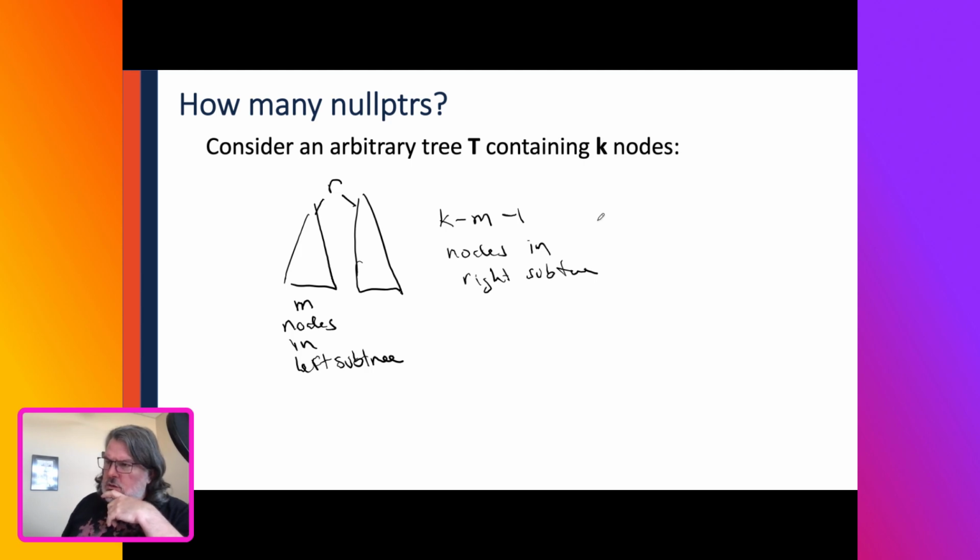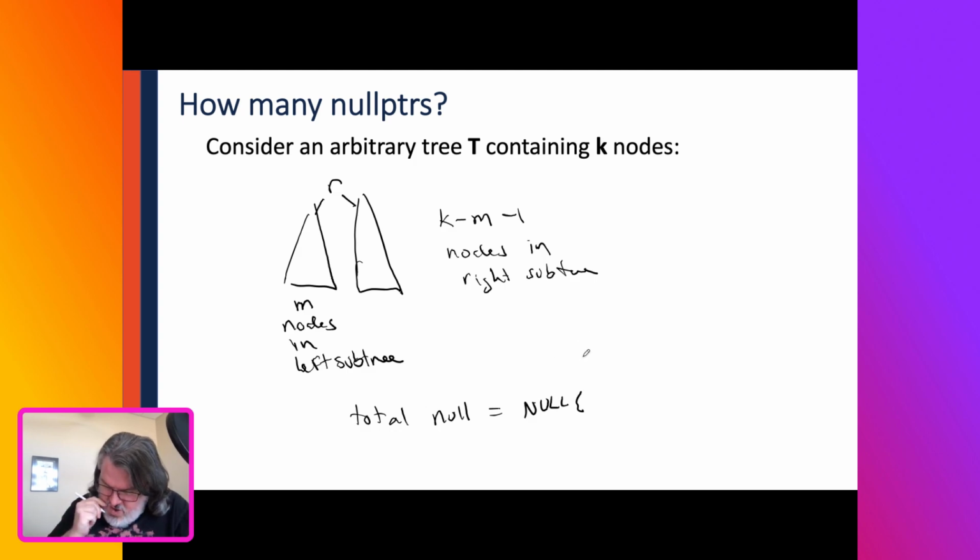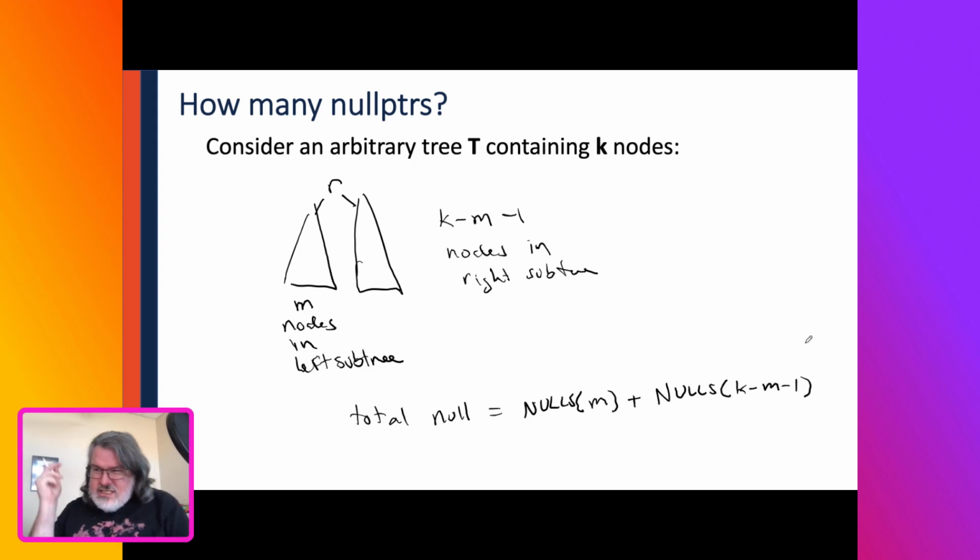Okay. So let's now use our inductive hypothesis, and we can say that total nulls equals nulls of m plus nulls of k minus m minus 1. Does everyone agree with that?